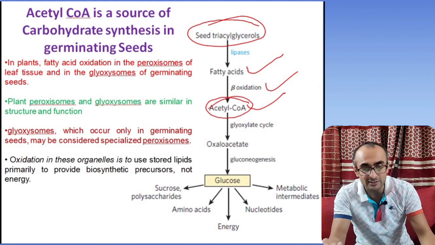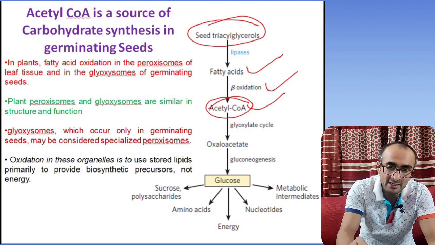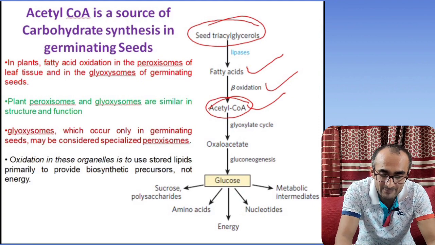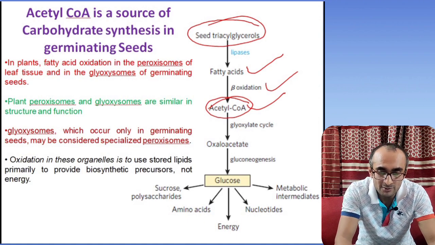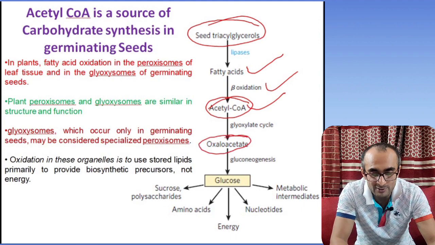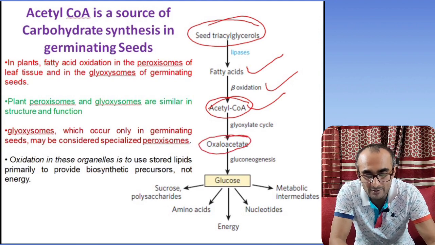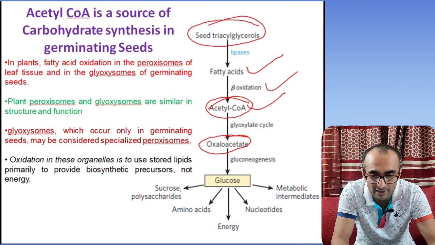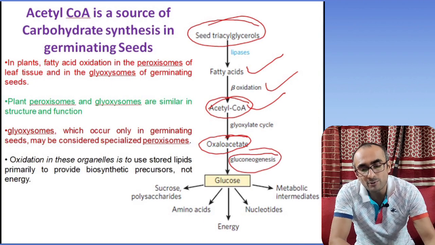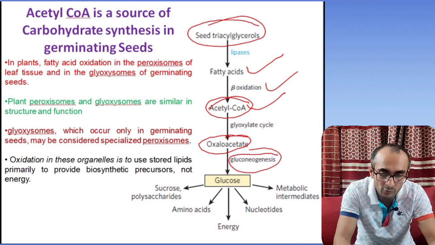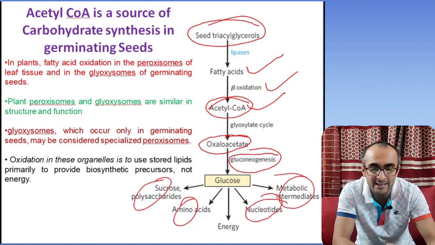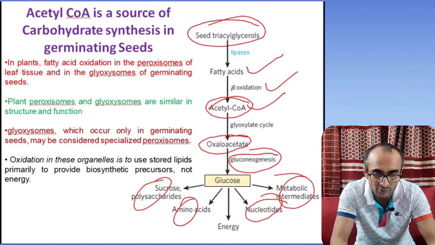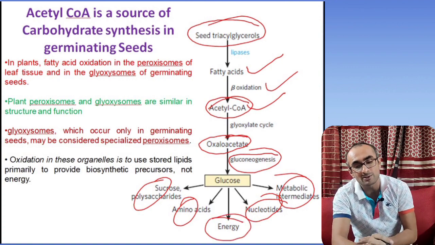In the glyoxylate cycle, decarboxylation does not occur, and from acetyl coenzyme A, oxaloacetate is eventually formed, and along with it succinic acid is also formed. This product from the glyoxysome goes to the cytosol, and in the cytosol it is used for synthesis of glucose by a process called gluconeogenesis. Now from glucose, sucrose, amino acids, nucleotides and other metabolic intermediates can be synthesized, and energy, of course, can also be produced from oxidation of glucose.